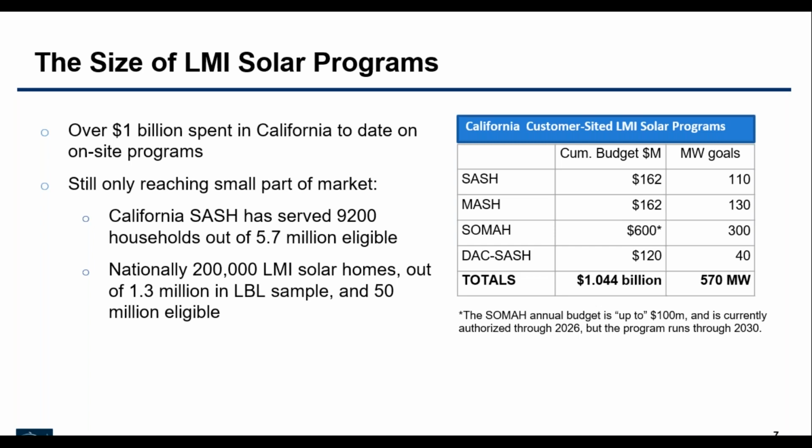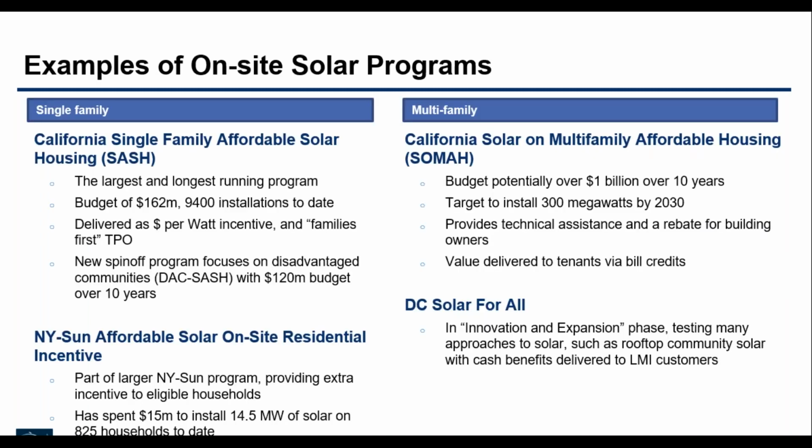Nationally, we count about 200,000 homes with solar that are in the low income bracket, like 80% of area median income or less. However, that's also only about, there are about 50 million such households in the US, so there's quite a lot of capacity left. Here are a couple examples of on-site programs. For single family, the largest program is SASH, as I've mentioned.